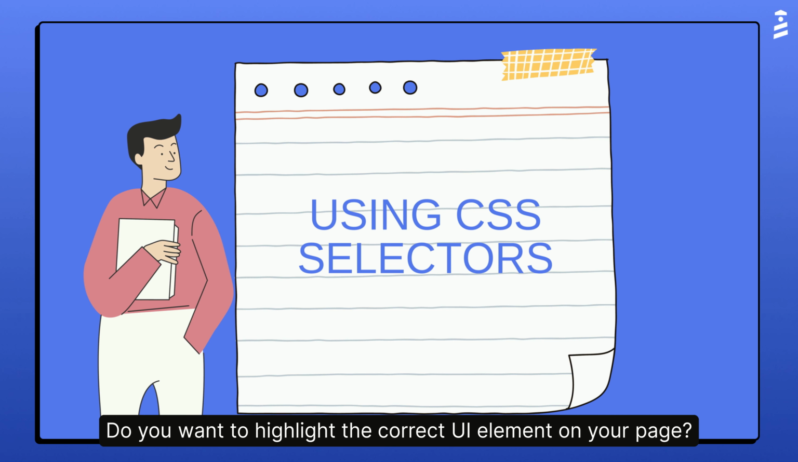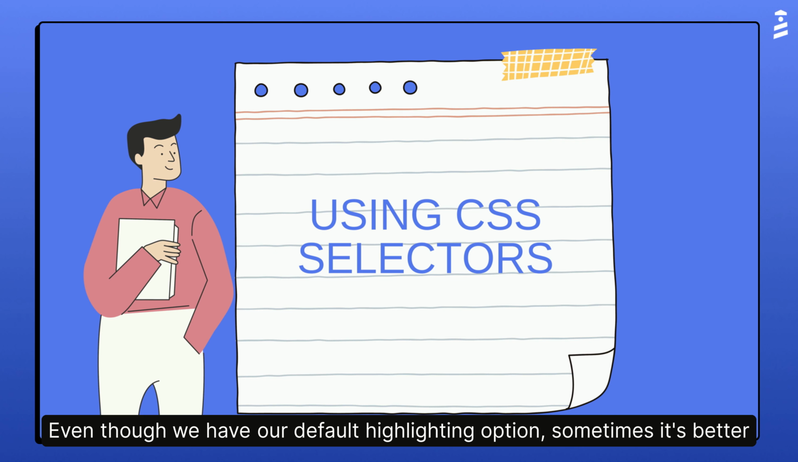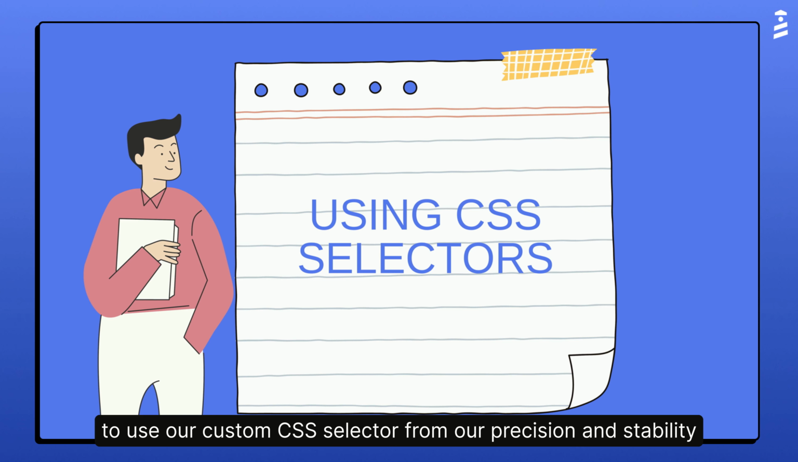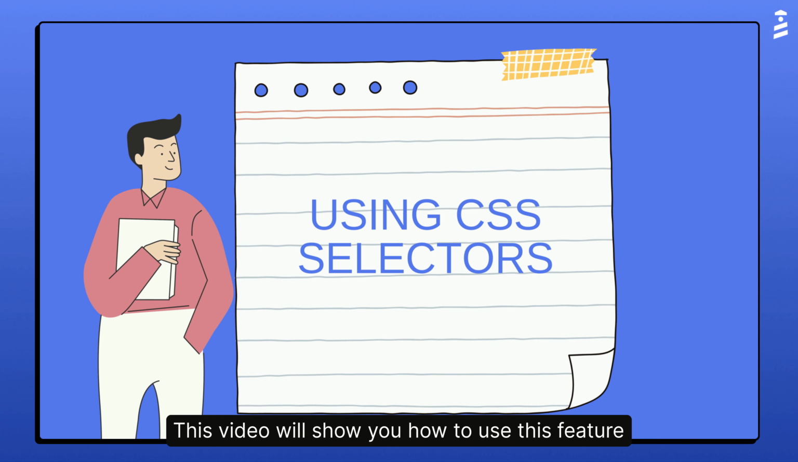Do you want to highlight the correct UI element on your page? Even though we have our default highlighting option, sometimes it's better to use our custom CSS selector for more precision and stability. This video will show you how to use this feature.